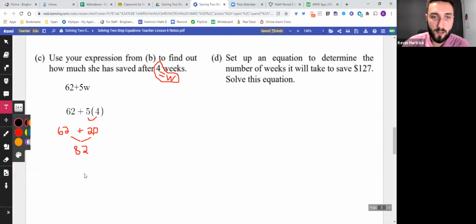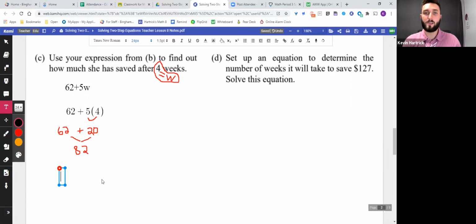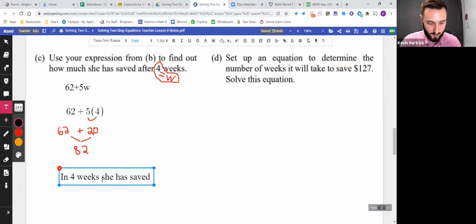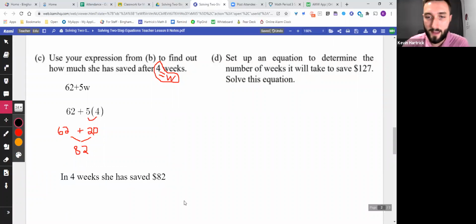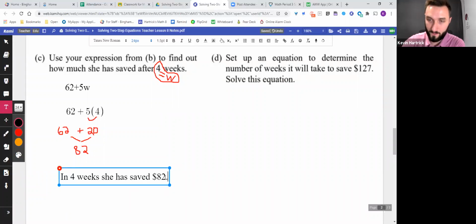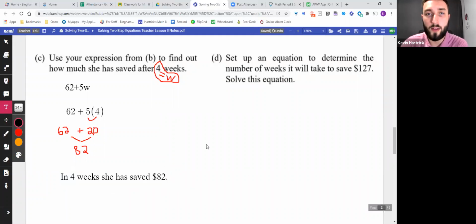Again, I'm going to answer this with an answer sentence. So in 4 weeks, she has saved $, make sure your dollar signs are in front. Don't put them in back. Some people get lazy and put them in back. $82, period. That's our answer statement, and we have answered C. Now let's look at D.